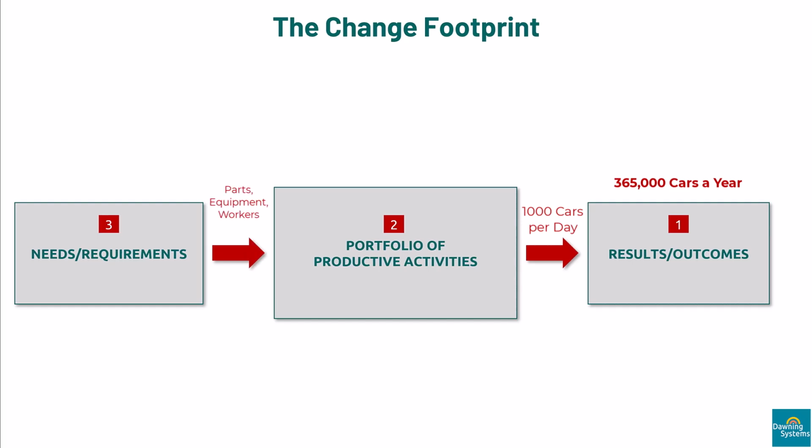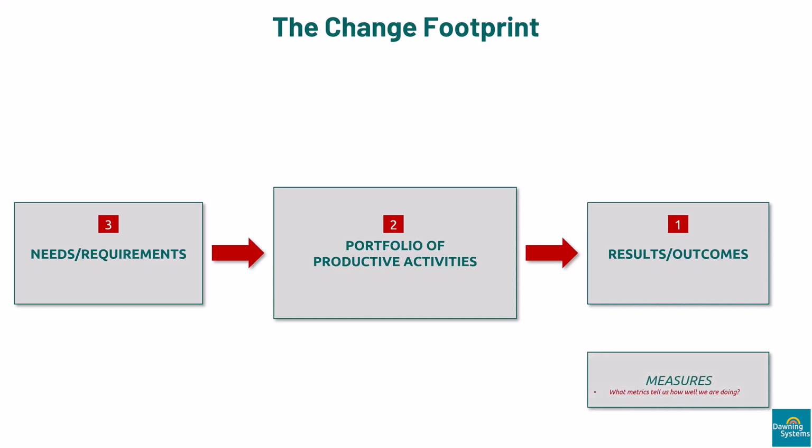So, in summary, for Company X to produce 365,000 cars a year, it must complete a set of activities every day that will result in the production of 1,000 cars daily, on average. And in order to be able to complete those daily activities, Company X needs, amongst other things, car parts, production equipment, and workers.